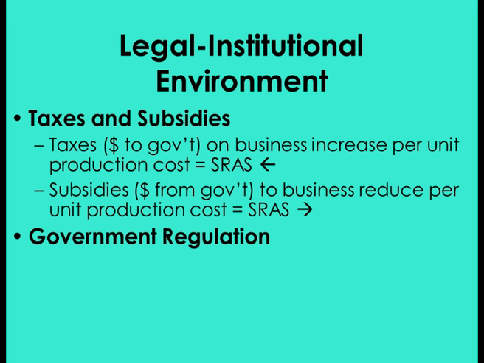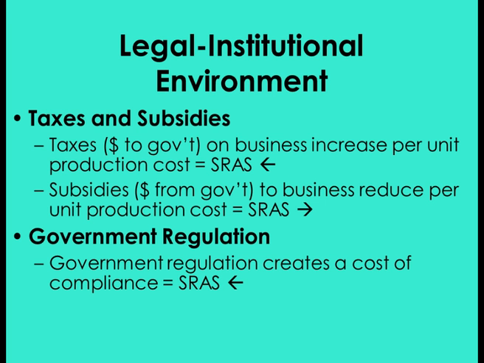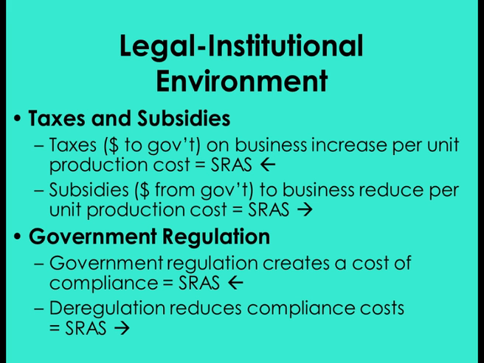Government regulation, the more regulation there tends to be, the more costs are associated with complying with those regulations, and that shifts our short-run aggregate supply curve to the left. Deregulation reduces compliance costs, and that money can be reallocated to other places in the business. It allows firms to produce more and shifts our short-run aggregate supply curve to the right. And that is the end.